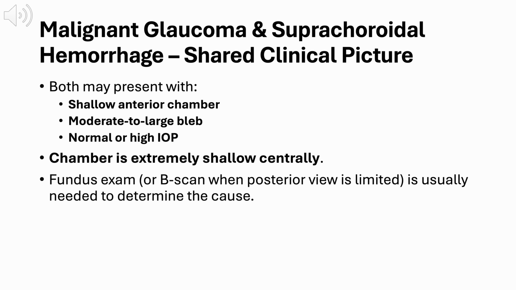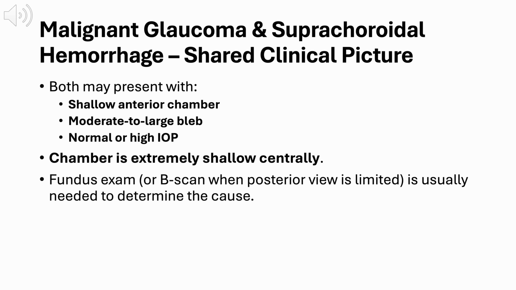When a post-trab patient presents with a markedly shallow anterior chamber and a reasonably formed bleb, the two diagnoses that should immediately come to mind are malignant glaucoma and suprachoroidal hemorrhage. Early on, they can look almost identical. Both may show a shallow or flat chamber, often extremely shallow centrally, along with a moderate to large bleb and normal or elevated IOP, so neither the bleb nor the pressure reliably distinguishes them.